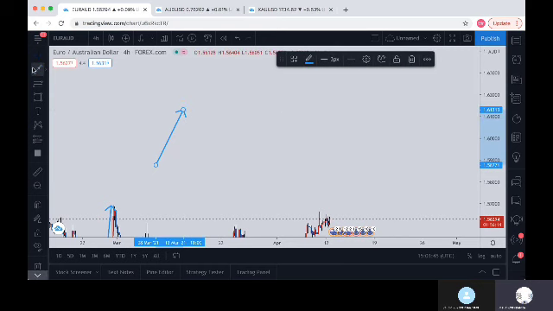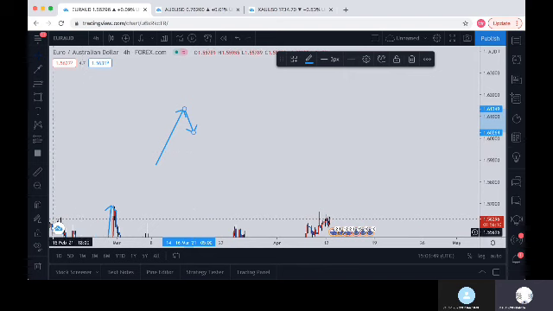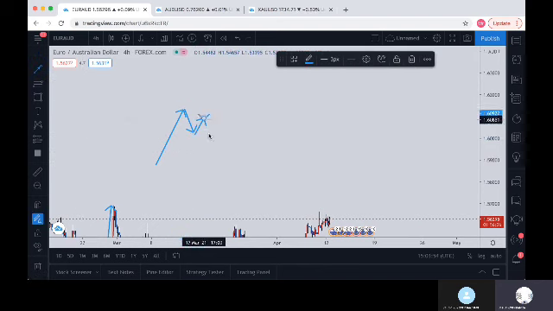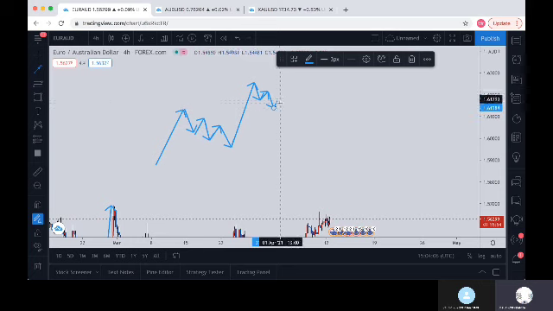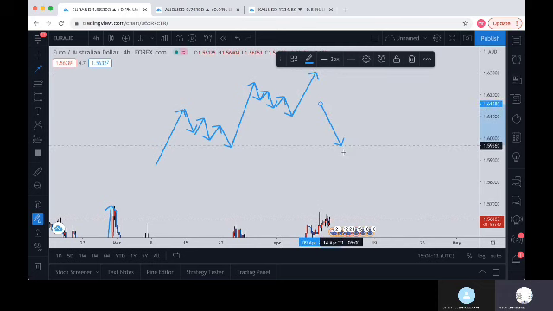You have your move, and then you have the pullback, where price is moving slow. That's your trend, and then you push again. And then your pullback, moving back in waves, like this, and then you have your push again. Again, if you're bearish, you're doing the same thing.